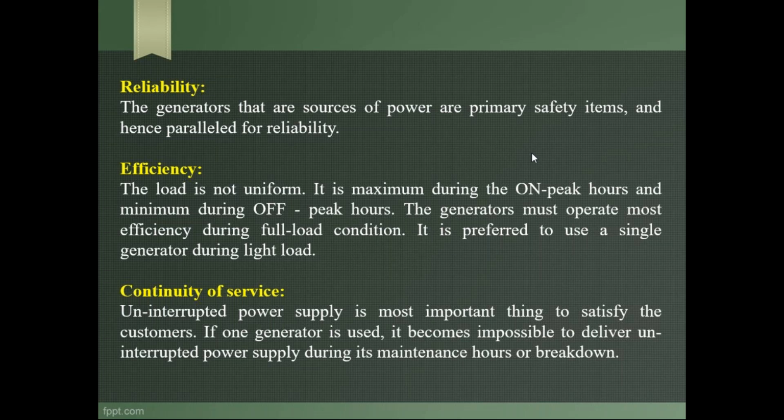So this is economically giving more efficiency. Next, continuity of service. Continuity of service means if one of the generators connected in parallel goes for maintenance, then we supply the load using the remaining generators without any interruption. Okay? So that is called continuity of service.